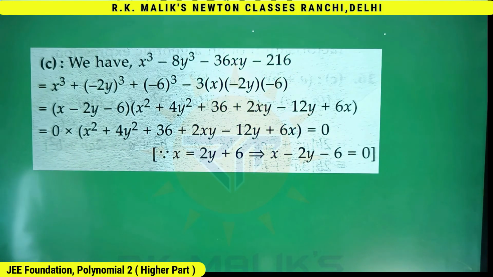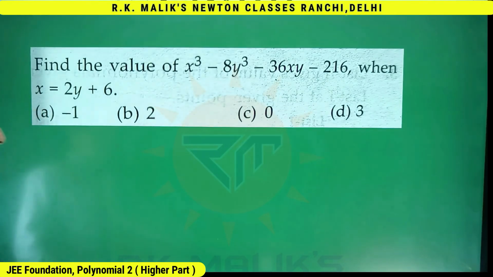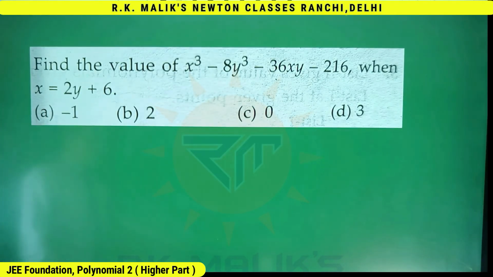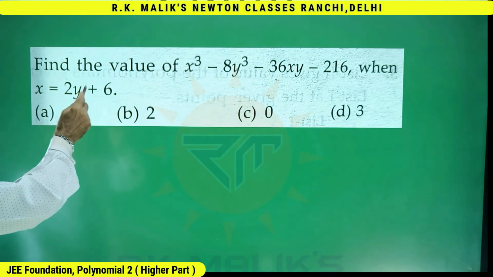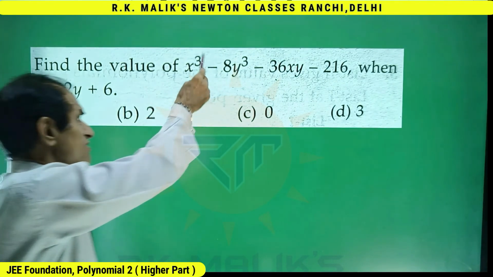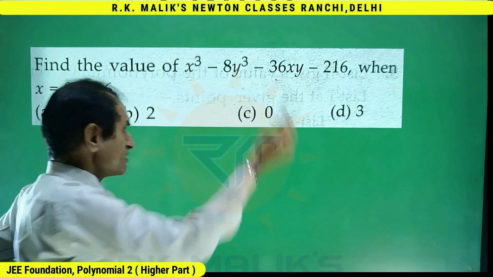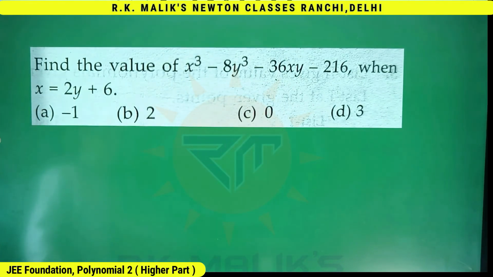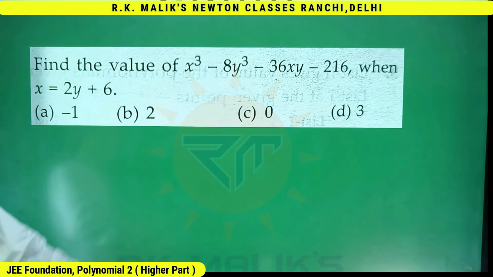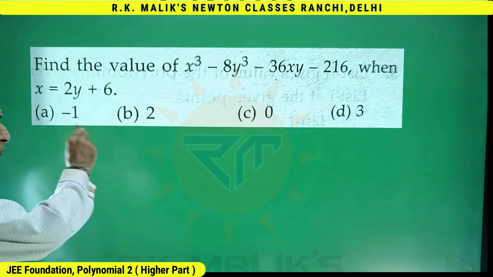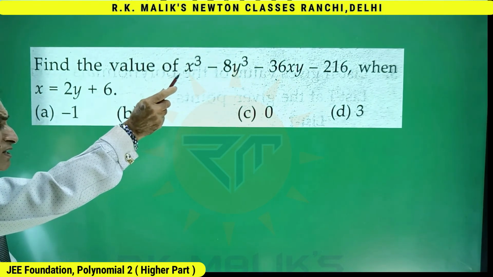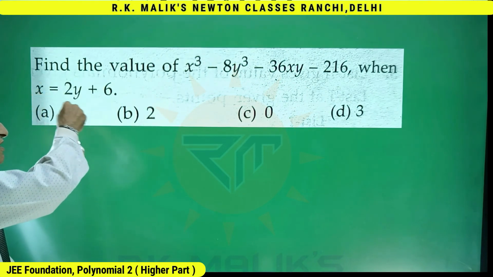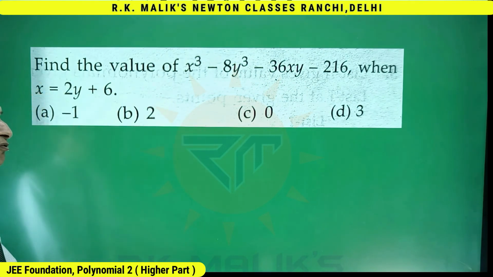I don't say it is wrong, but it is time taking. But see my way now. Here it is clear that when x is equal to 2y plus 6, in that case the value of this doesn't depend upon x and y. From the options it is clear. From the options it is clear means whatever the value of x and y, only if this condition is satisfied, then the answer will be a constant.